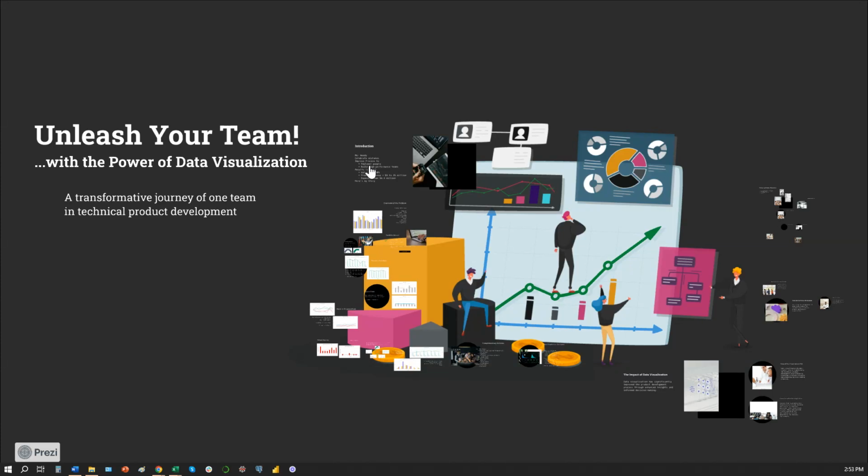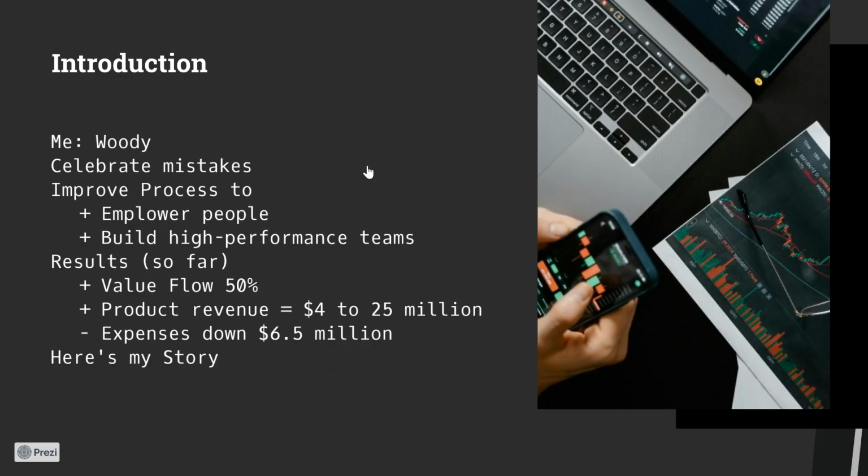Can data visualization solve all your team's problems? Heck no, but it sure helps. I'm Robert Woodcock, and I have worked in technical product development for more than 25 years and love companies who celebrate and learn from their mistakes.